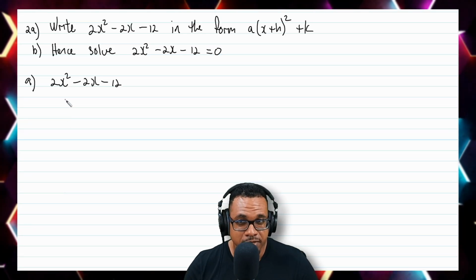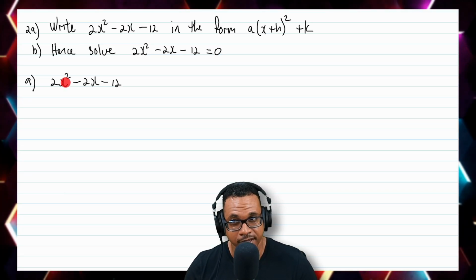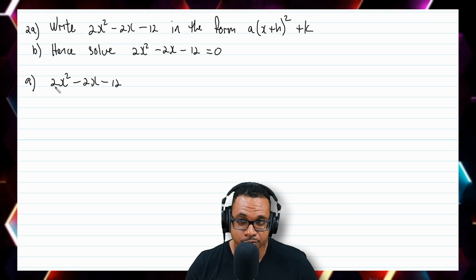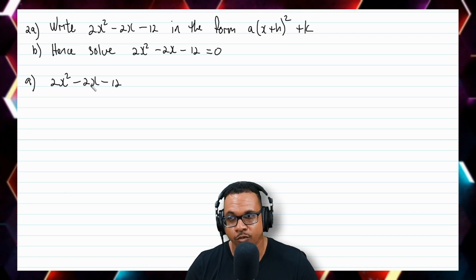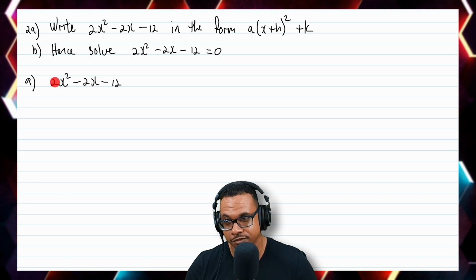So as we know, to use the method that I use, I need to get this x squared by itself, which means I have to get rid of this 2. So how do I do that? I factor out the 2. So I'm going to divide all my terms by positive 2.